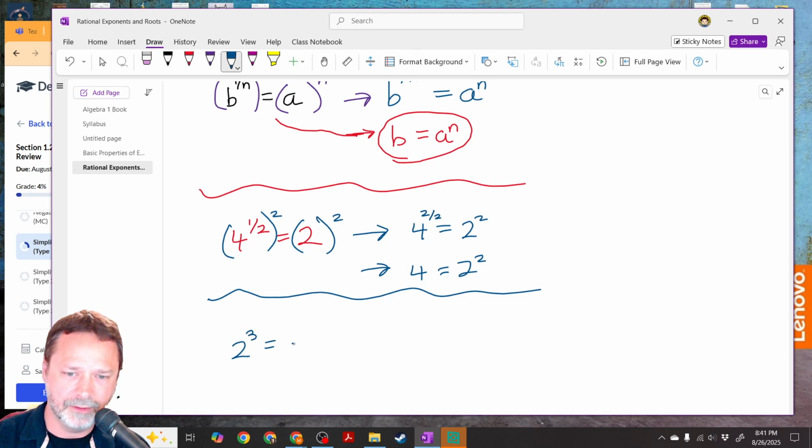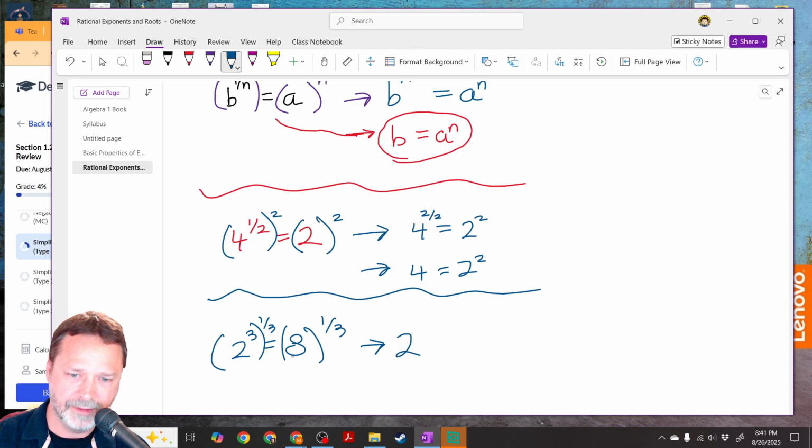2 cubed equals 8. So if I raise both sides of this to the 1/3, what do we get? We get 2 on the left, because 2 to the third raised to the 1/3. Well, 3 times 1/3, again, we multiply the powers, is 1. So 2 to the 1 equals 8 to the 1/3. Maybe this illustrates it even better. 2 is the cube root of 8. This is saying that the cube root of 8 equals 2.